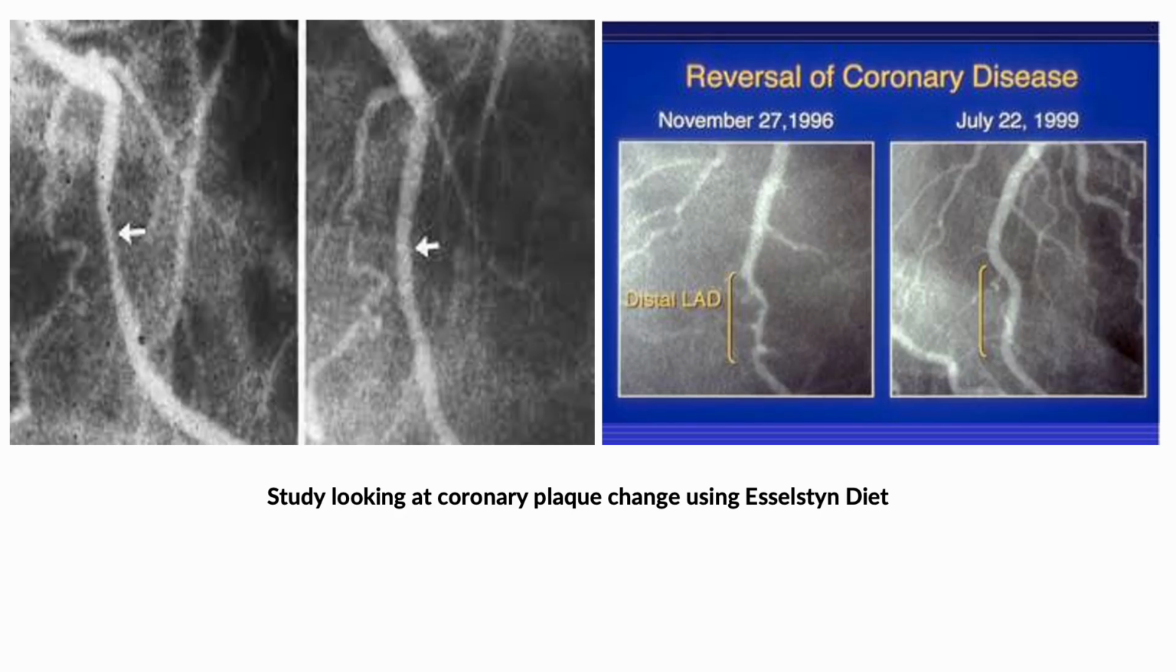Okay, so there was a study conducted to see how patients did on the Esselstyn diet, and they compared before and after pictures of the vessels in the heart. They found that the narrowing of the vessels was much reversed in those that had undergone this diet. And we can see that the vessel in the November picture is much narrower compared to the July post-diet picture.